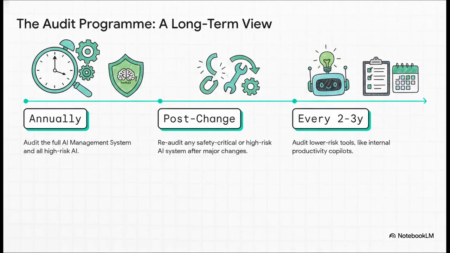And this is a really crucial point. This is not a one-and-done kind of thing. You need to build an audit program, which is a long-term, multi-year plan. For your high-risk AI systems, you'll probably want to audit them annually. If something is safety critical, you'll re-audit it after any major change. But for lower-risk stuff, you might only need to check in every couple of years.